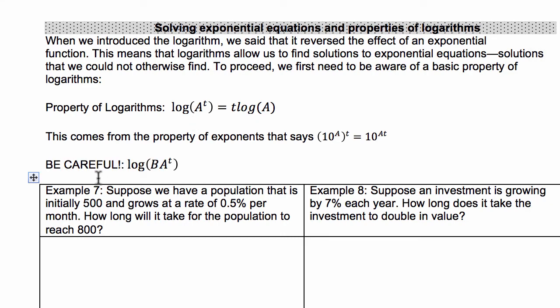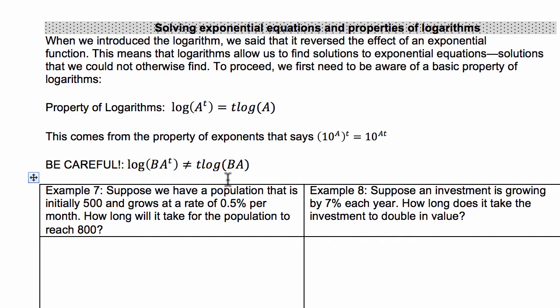Be especially careful not to use this property when you have something of the form log of a to the t. Notice this is different from above because there's a quantity multiplied by a to the t. If you attempt to use this property and write that this equals t times log of a, your solution will be incorrect.